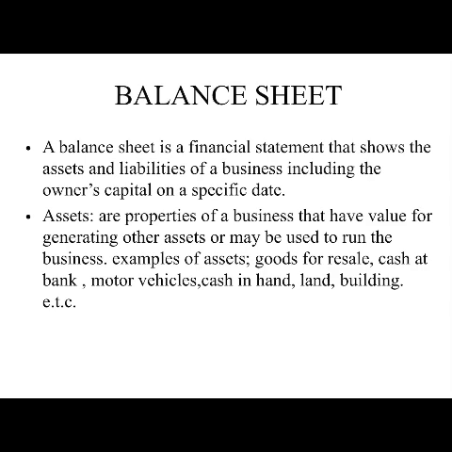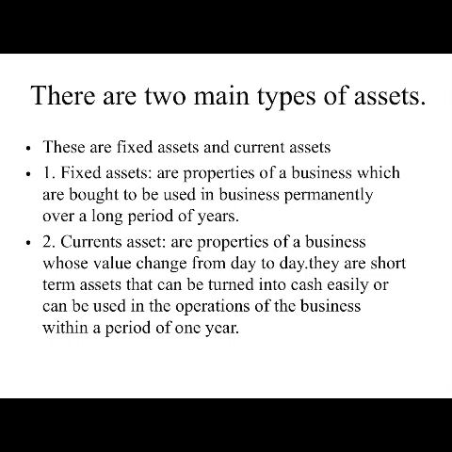For example, we have examples of assets. We have goods for resale, we have cash at bank, we have motor vehicle, we have cash in hand, land, building, etc. Okay, so when you talk about assets, there are two different types of assets. Let us look at them in detail. So there are fixed assets and there are also current assets.